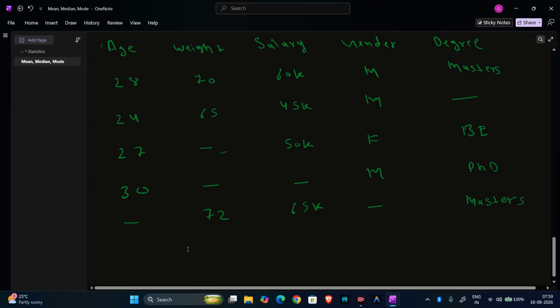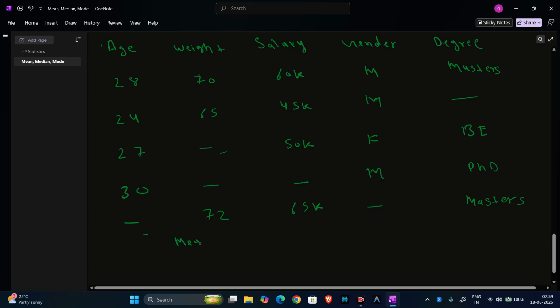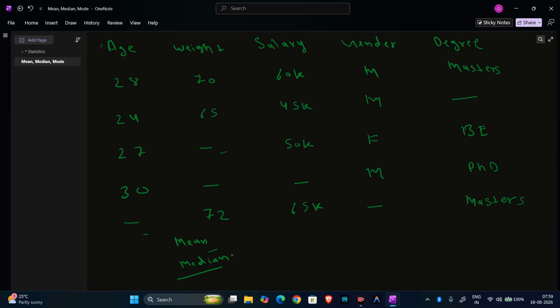So we have age. In the age, we can fill using the mean or median. How will we decide this? We fill using the median when we have outliers. We check these outliers using EDA. When we learn EDA, we will see how we can check. So for age, weight, salary, we can fill using mean or median.